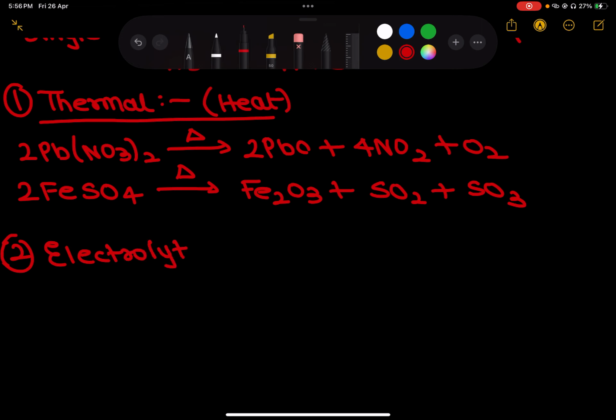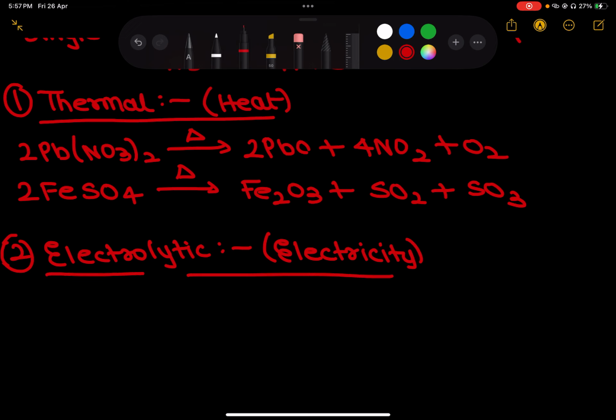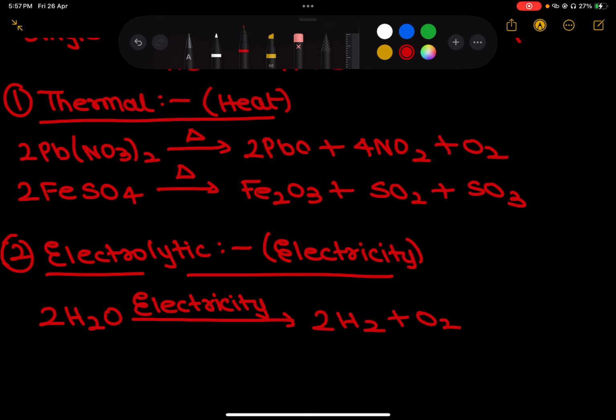So from the name, I think it is clear that electrolytic decomposition refers to electricity. Now example, very simple, 2H2O decomposes by electricity. Make sure to draw the arrow big because you have to write electricity on top. It decomposes by electricity to form 2H2 plus O2.